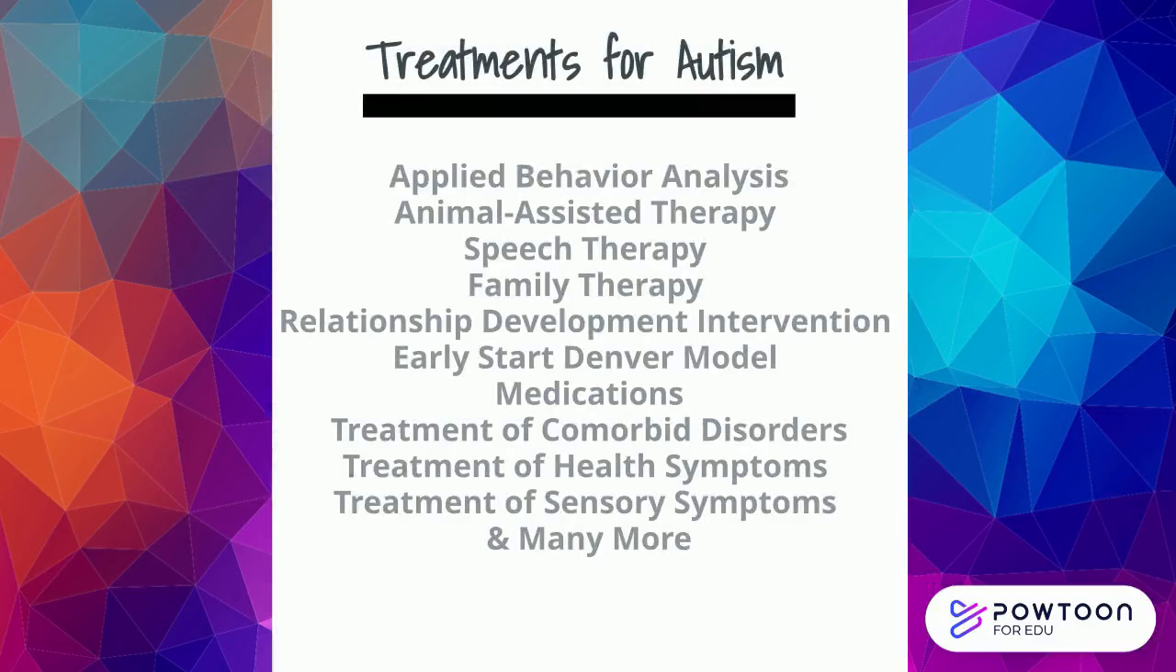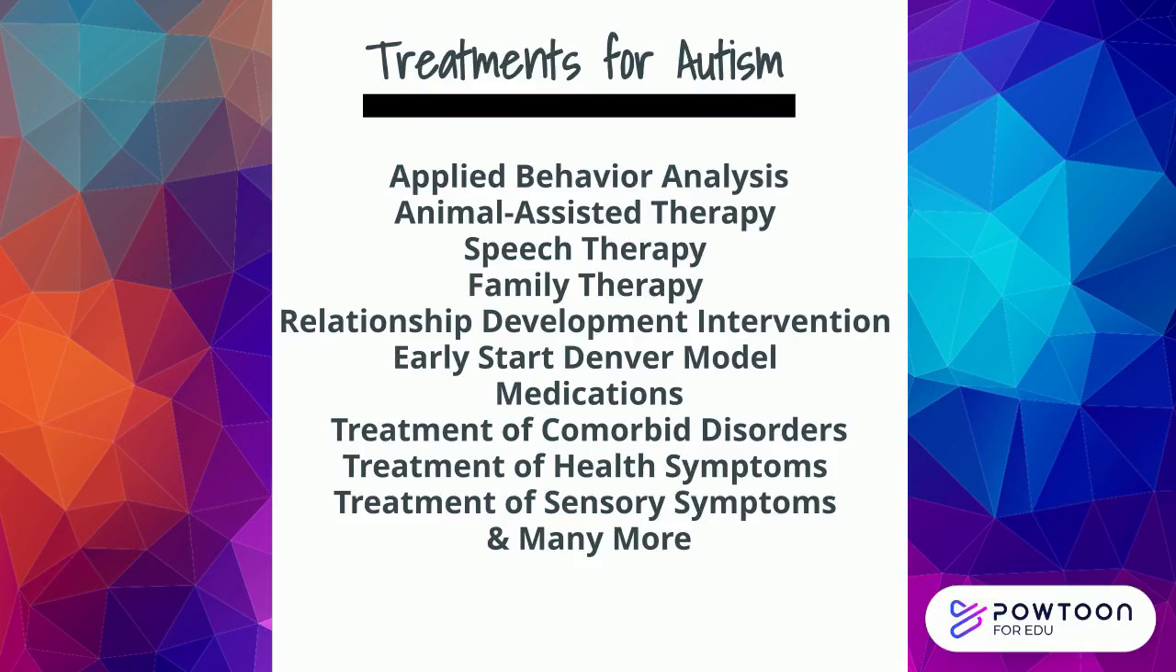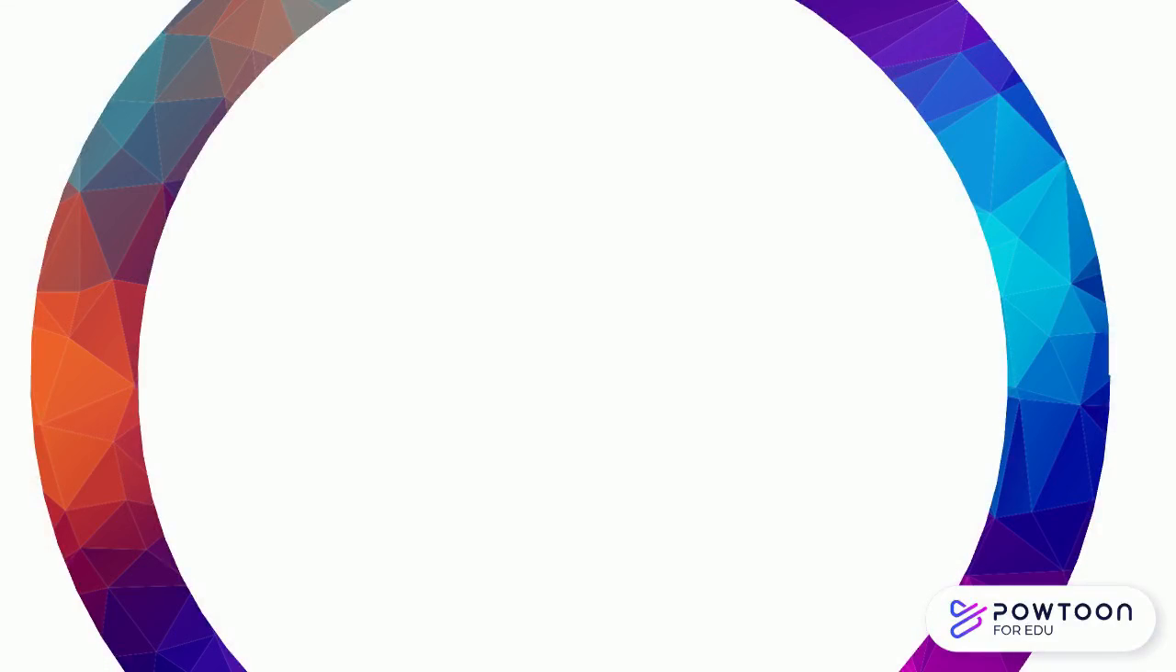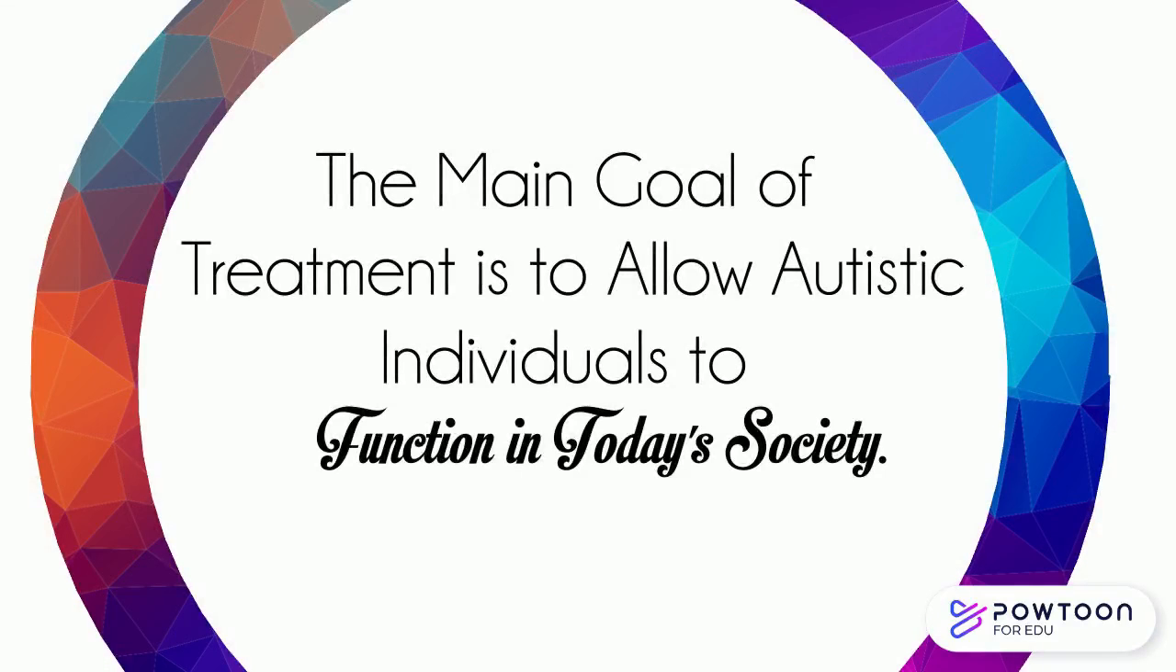As you can see, there are a number of treatment options available for ASD. One of the most common is applied behavioral analysis, but all of these forms of treatment are used to treat either ASD or some of the symptoms that might occur. The main goal of treatment is to allow autistic individuals to function in today's society, and many are quite effective at this task.